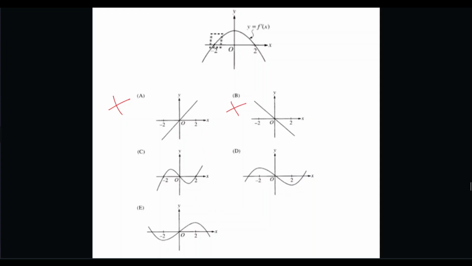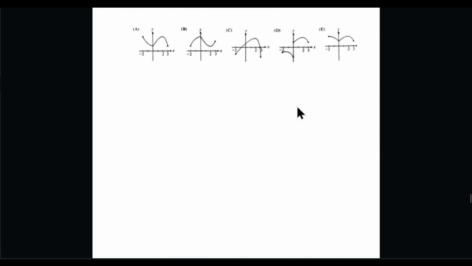Now another important thing is f prime is positive between negative 2 and 2. It means that the function should be increasing from negative 2 to 2, because f prime is positive. But here the function is increasing and then decreasing and then increasing. Here the function is increasing, and here the function is decreasing. Since I only need increasing, it has to be option E clearly, because the derivative is positive. All right, guys.